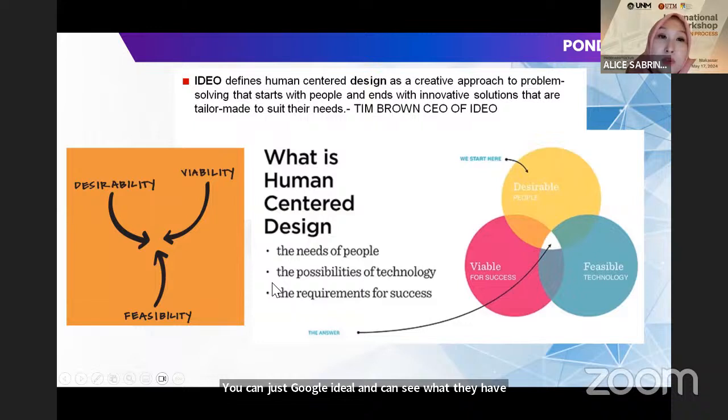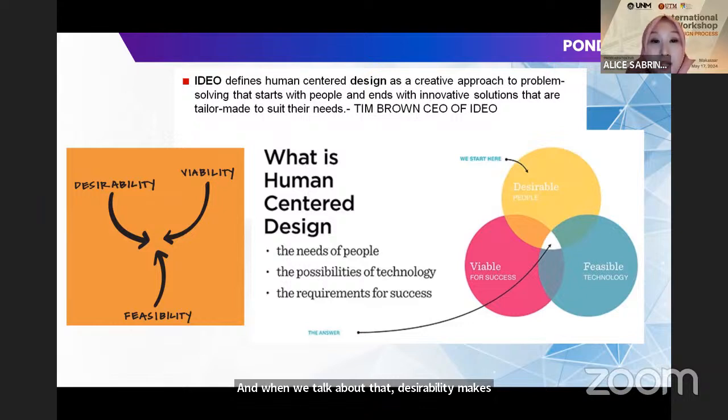And IDEO always looks into this idea of human-centered design. This is what I gave you in the early quotes by Tim Brown, who is the CEO of IDEO. He talks about the needs of the people, the possibilities of technology, and the requirement of success. And when we talk about that, desirability makes viability, viability makes feasibility.